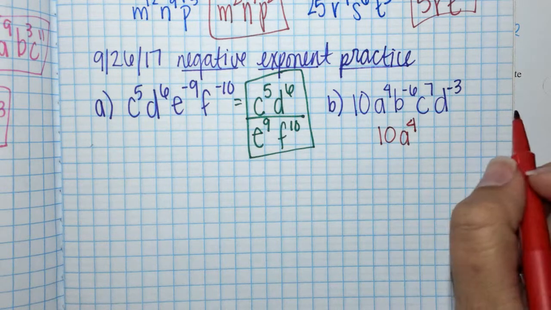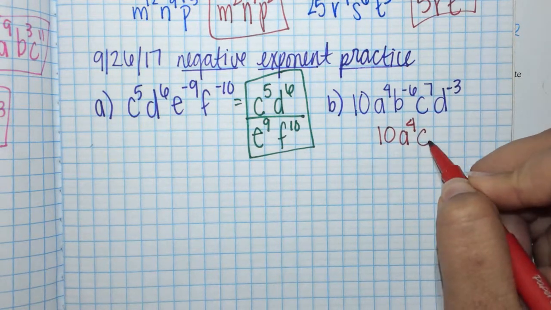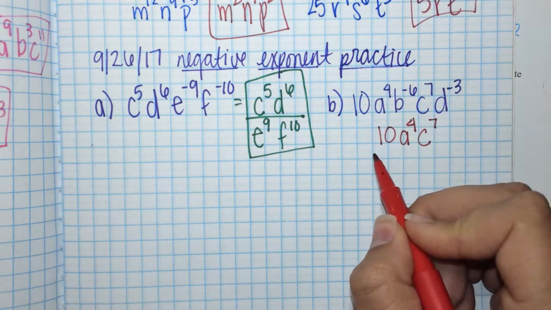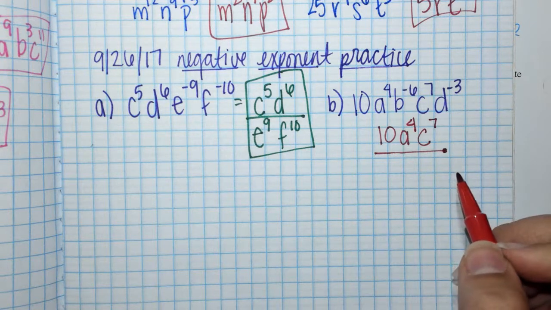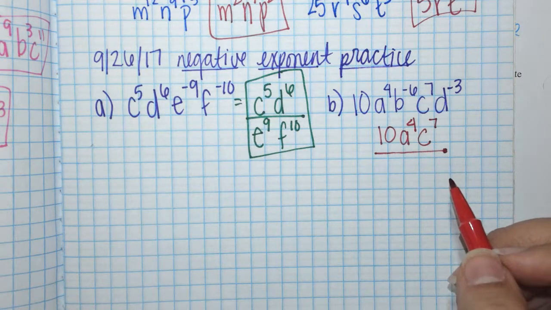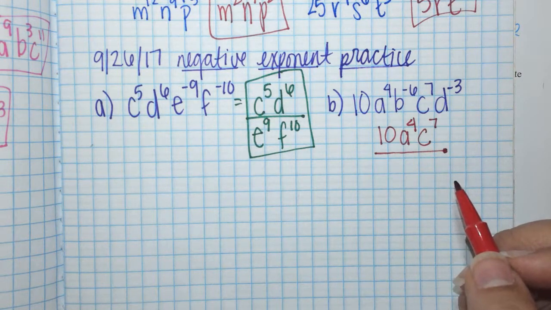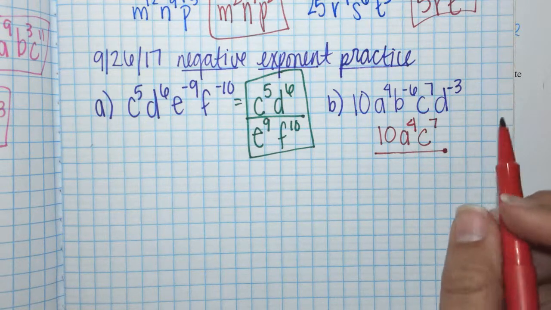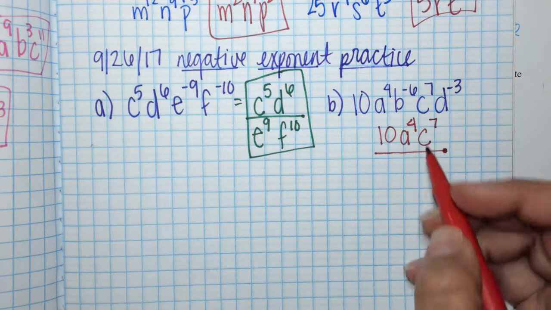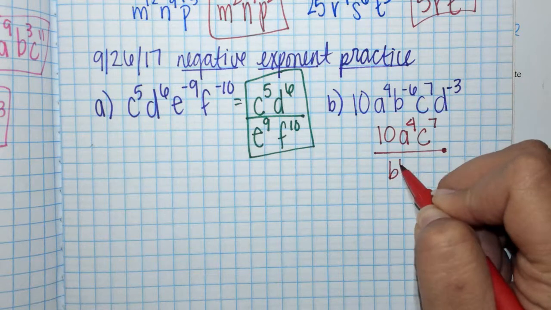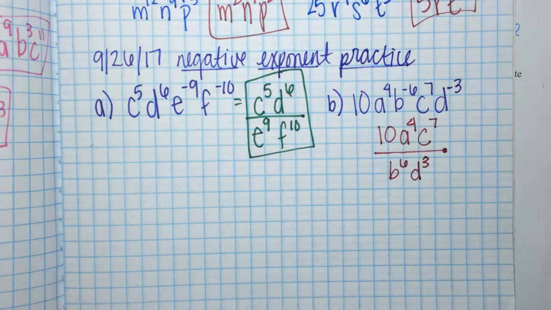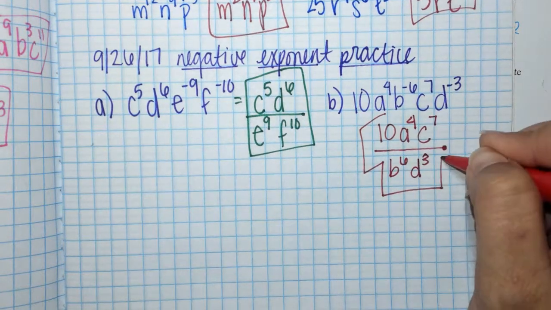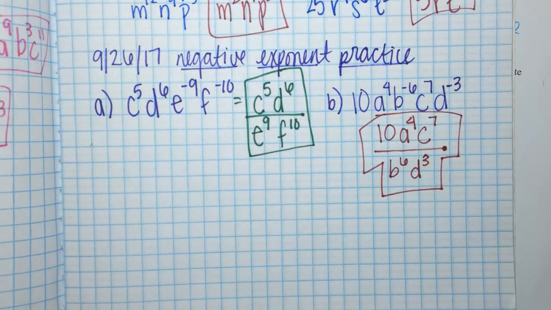And what other letter should be on top? C to the 7th power. And then you got B divided by... B to the 6th power and D to the 3rd power, cubed. That's cube. How many of us got that right? Give your team a point.